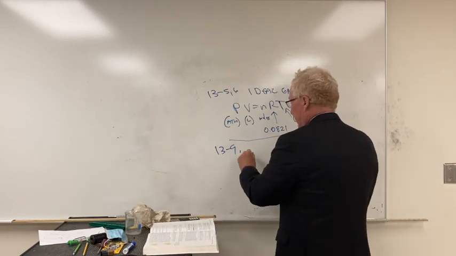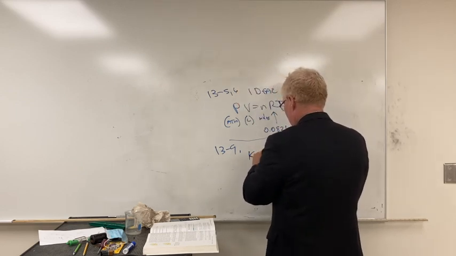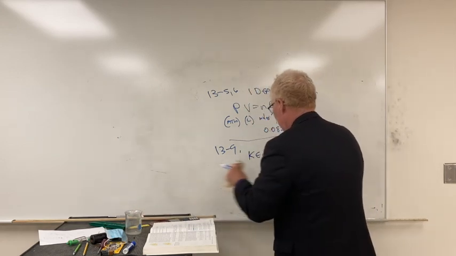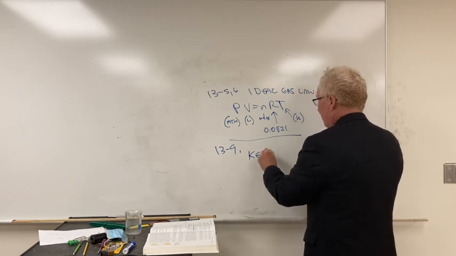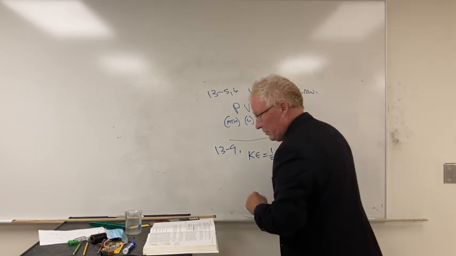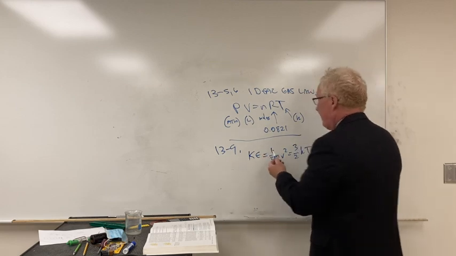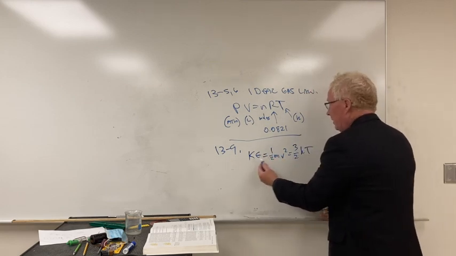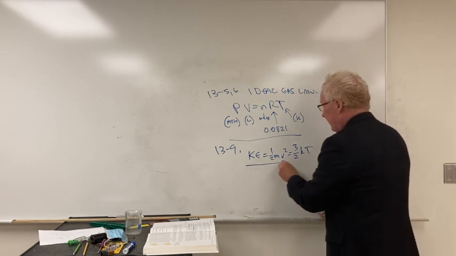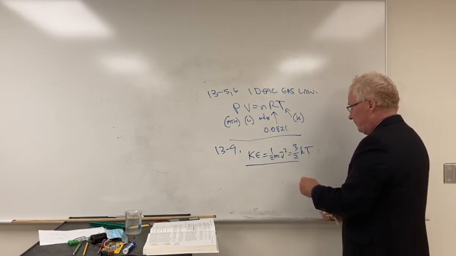Kinetic energy is proportional to temperature. It's equal to 1/2 mv squared, which is also equal to 3/2 kT. So we measure kinetic energy by measuring the temperature. Again, this is the average, I should say, the average of that.